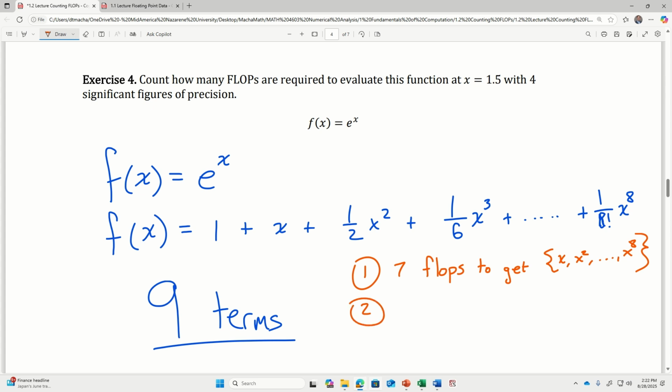Now, for the coefficients, I need to multiply the coefficient times x. It kind of depends on how you look at it, honestly, because there's 2 perspectives you could have. The first perspective is like, those constants are already known to us. We know what the coefficients of the series are. And so we'll just pretend like it doesn't cost any flops to come up with them.